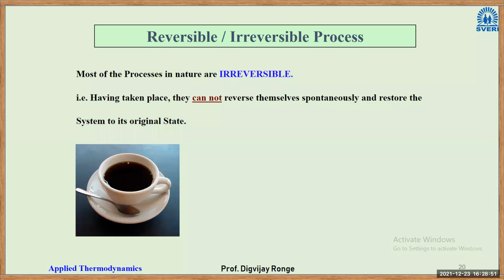Again, there is this example of a hot cup of tea. You have prepared tea with the help of a gas flame. Now you cannot go back in the reverse direction, right? Now the tea is ready, you cannot separate the sugar, milk and water from the tea again. So that is an irreversible process.